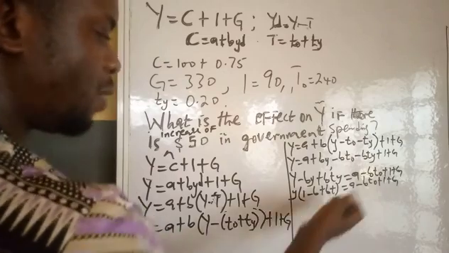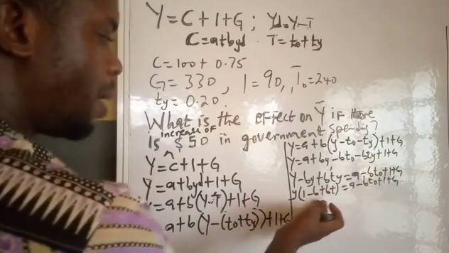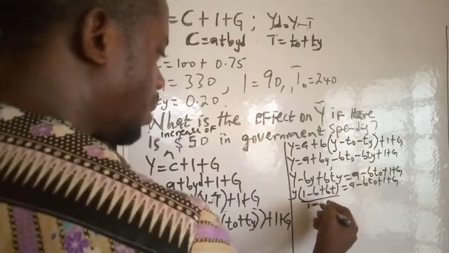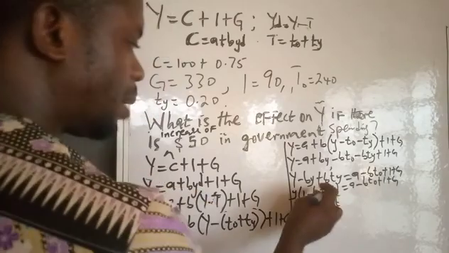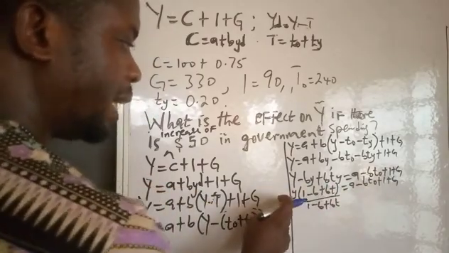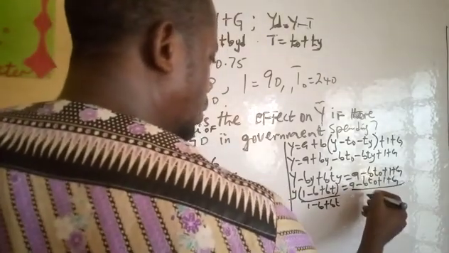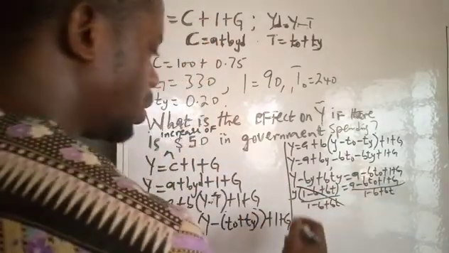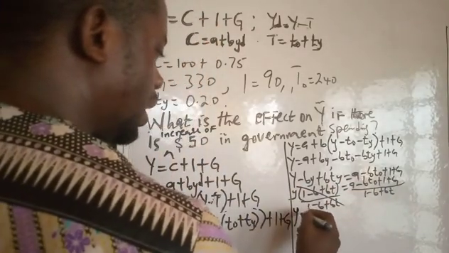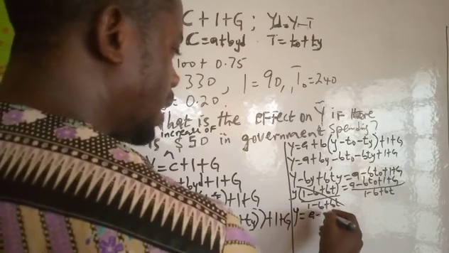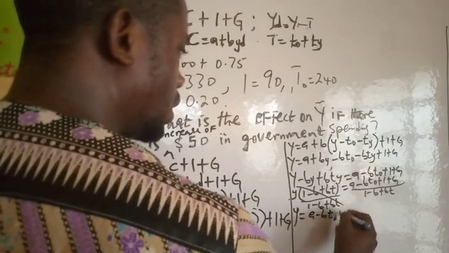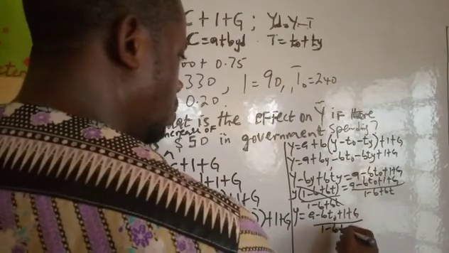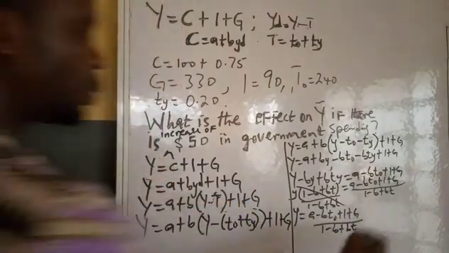Now I divide both sides by 1 minus b plus bt so that I can have only y on the left side. If I do that, the 1 minus b plus bt will cancel out. So my final answer will be y equals a minus bt naught plus I plus g, everything over 1 minus b plus bt. This is my equilibrium.